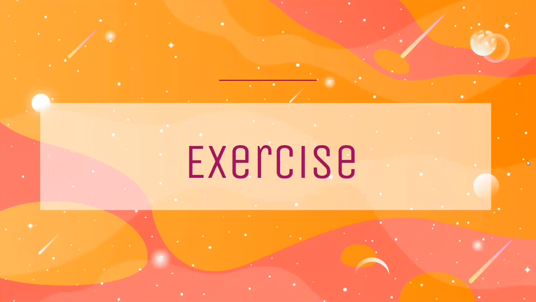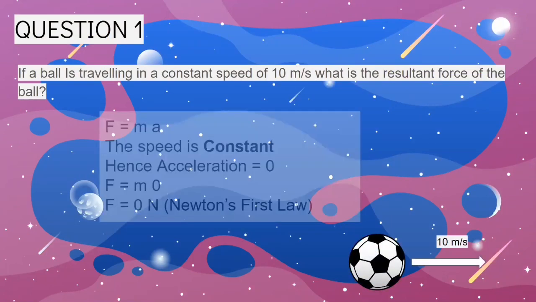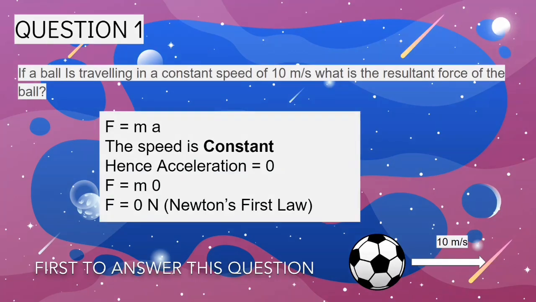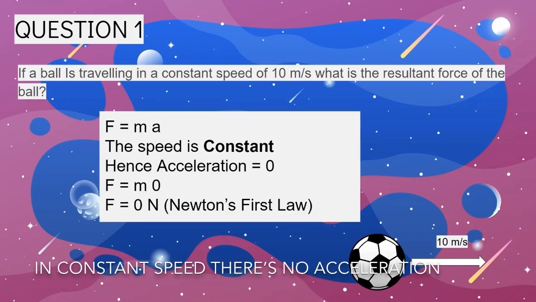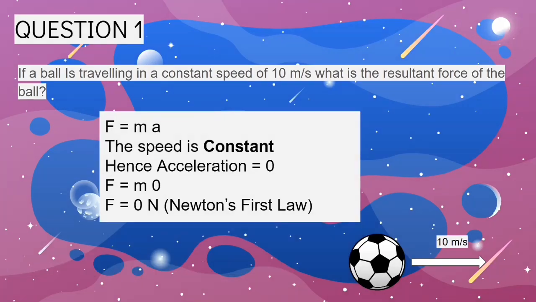Now, let us go to the exercise part. Question 1. If a ball is traveling at a constant speed of 10 meters per second, what is the resultant force of the ball? First, to answer this question, we need to take the keyword constant speed. At a constant speed, there is no acceleration. Due to that, the force is equal to 0.